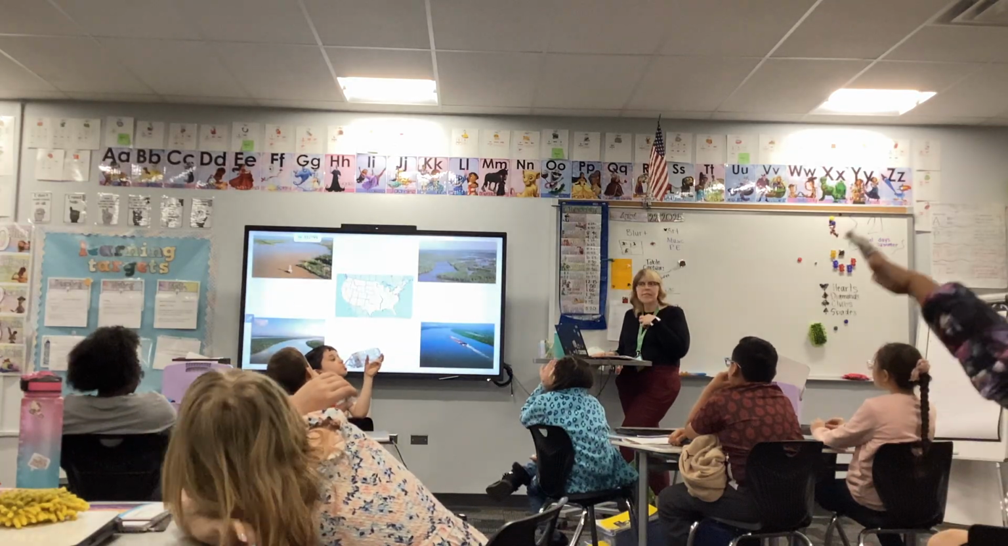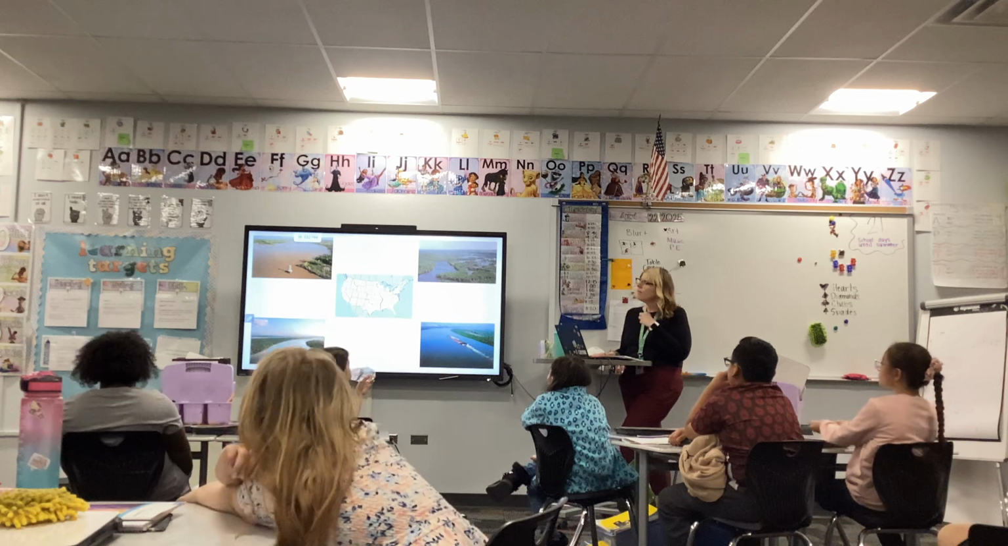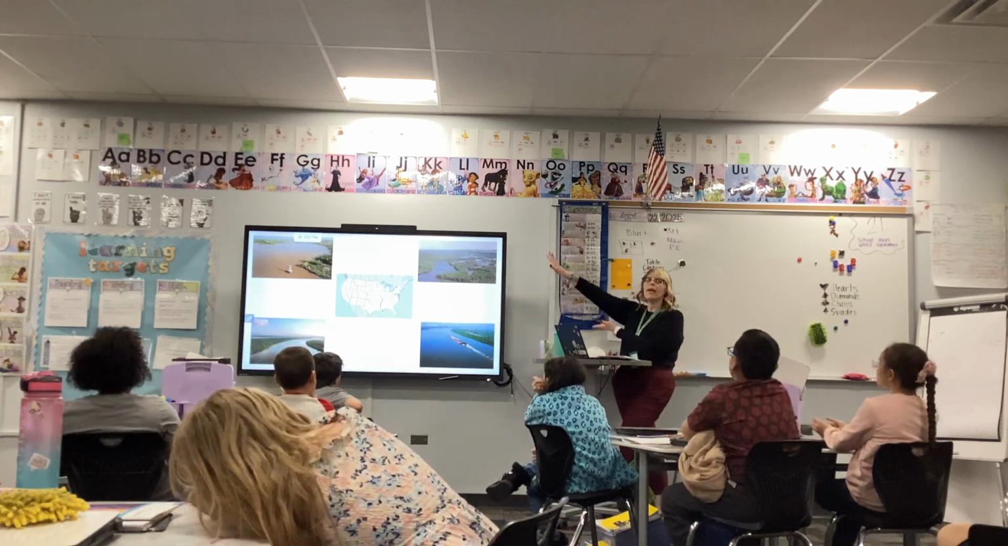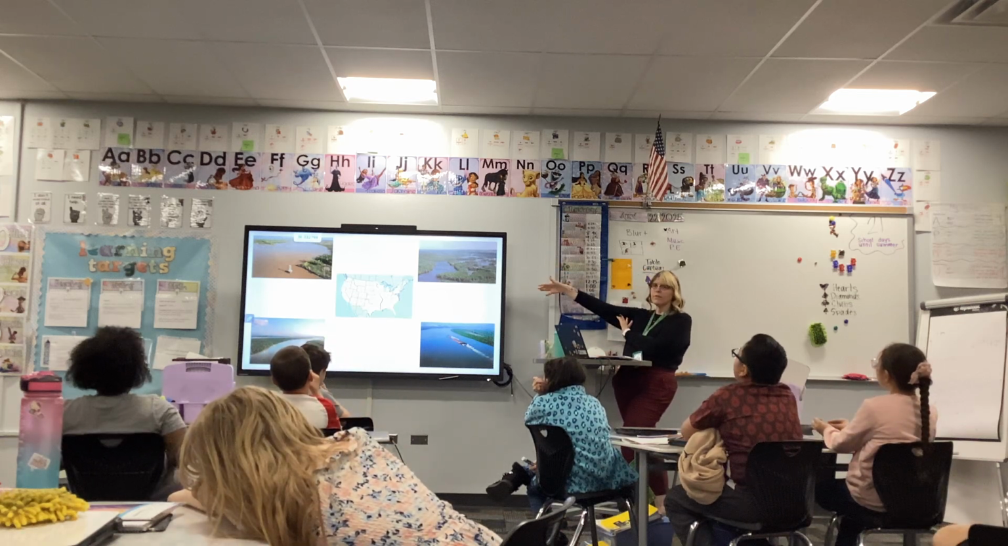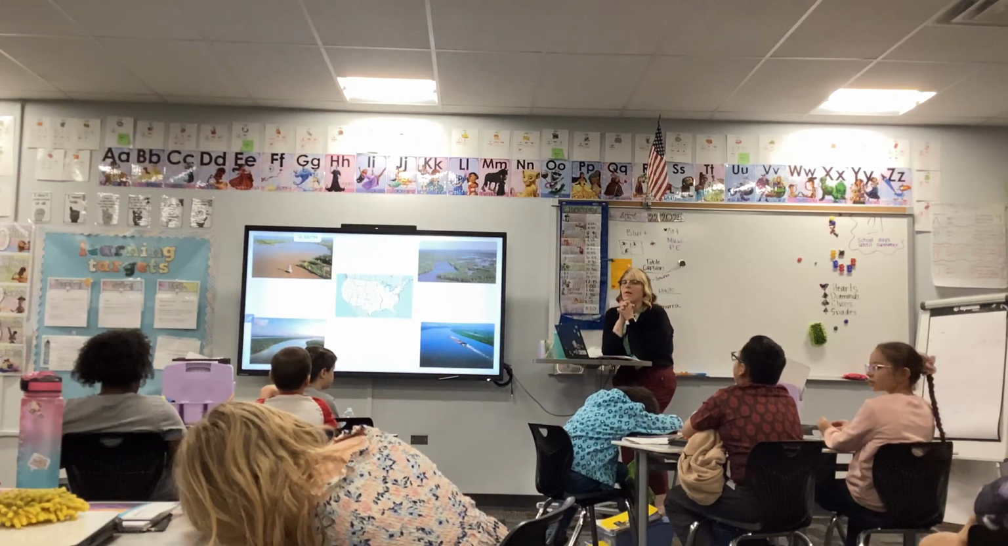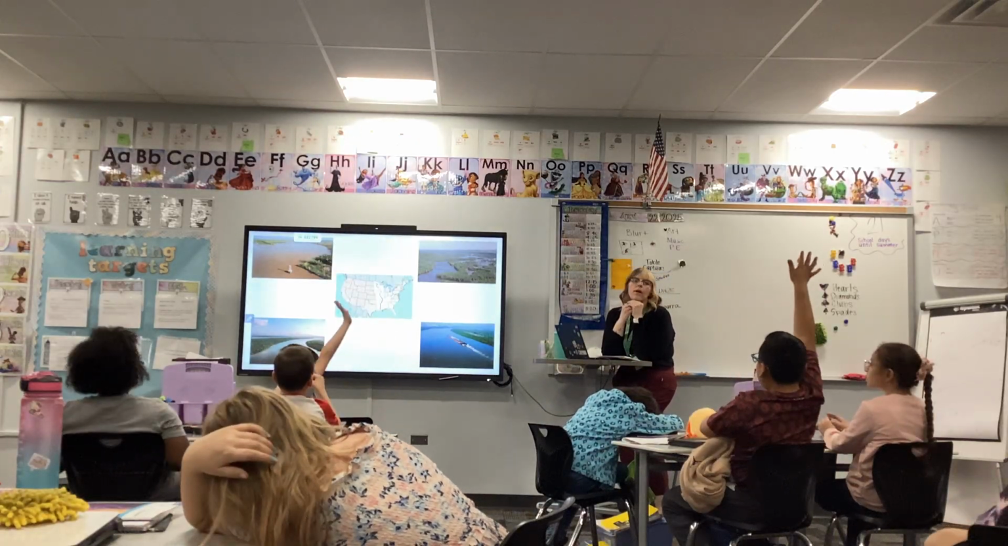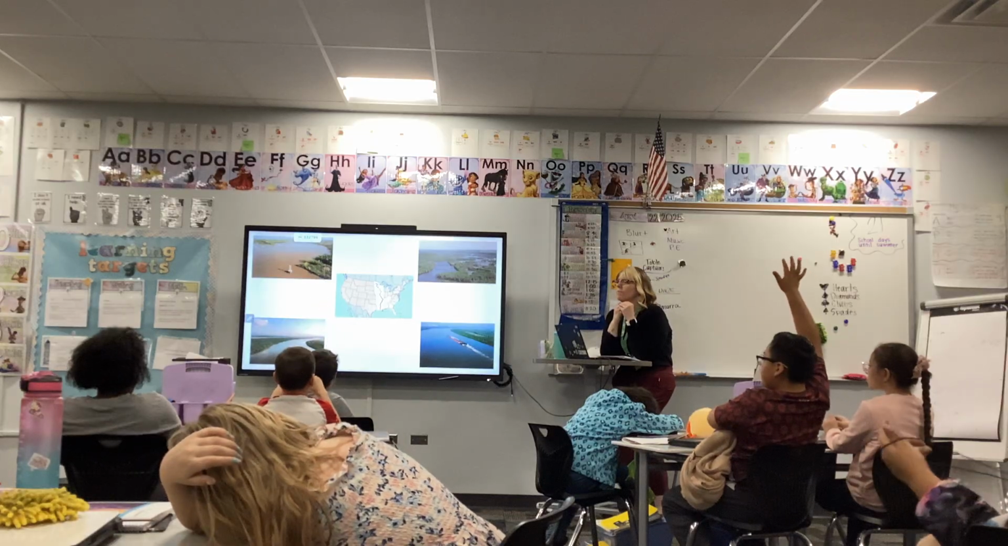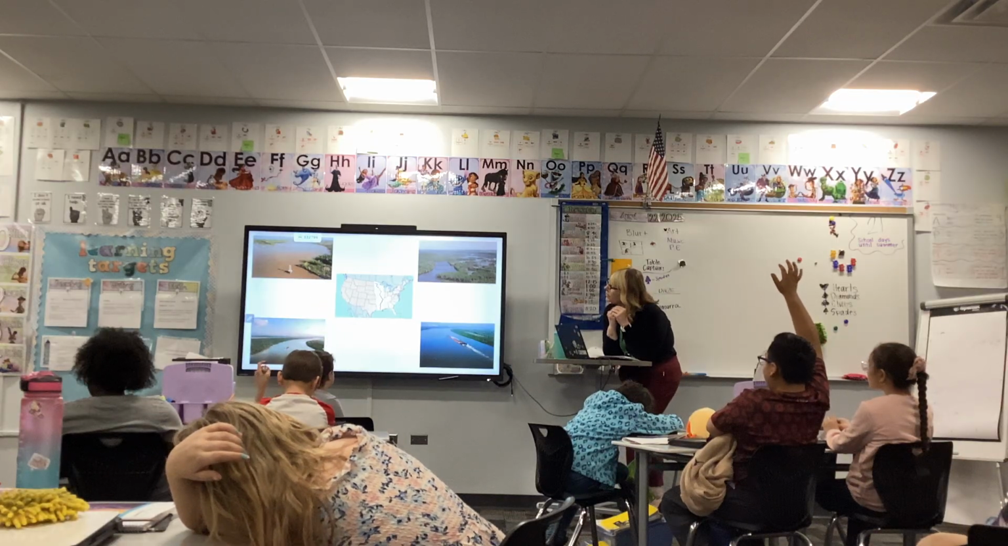Some images of the Mississippi River. What do we notice in our images about the river? Anna? Xavier? Okay, we have the map of the Mississippi River.